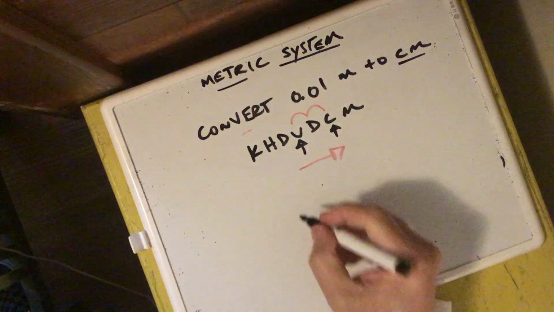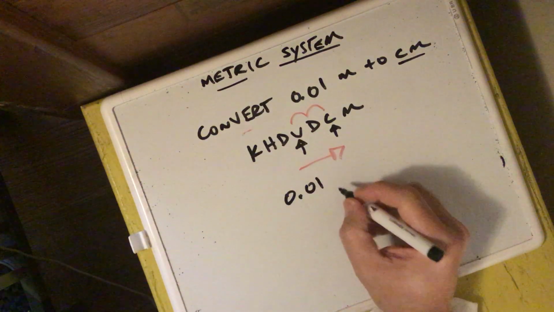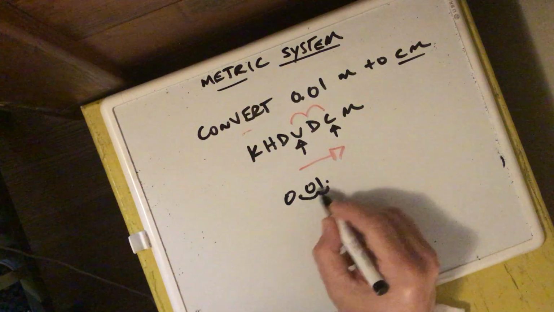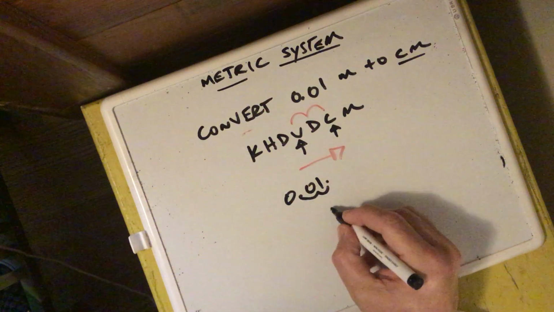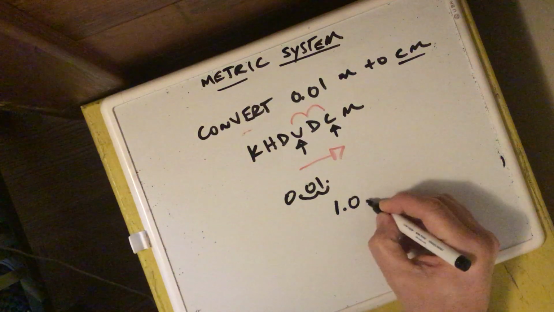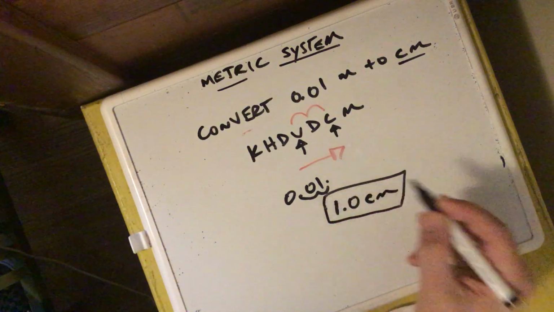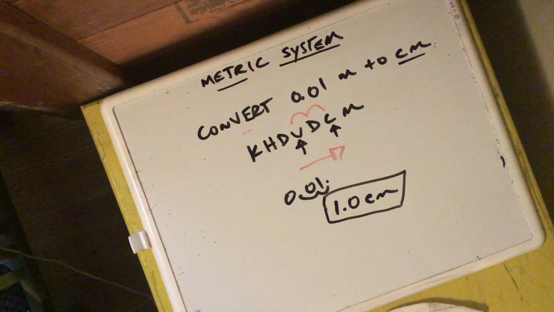So 0.01 meters, if we move the decimal place twice to the right, the decimal point ends up to the right of the 1. So 1.0 centimeters is the answer. That is equal to 0.01 meters. It's the same amount of distance. It's just 2 different ways to measure it.